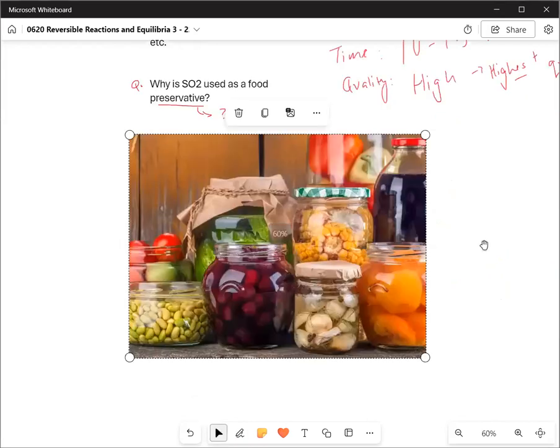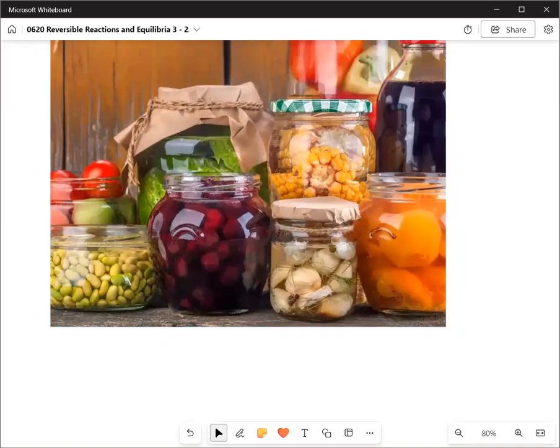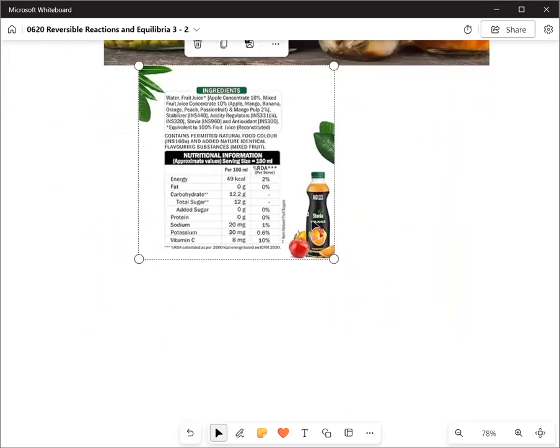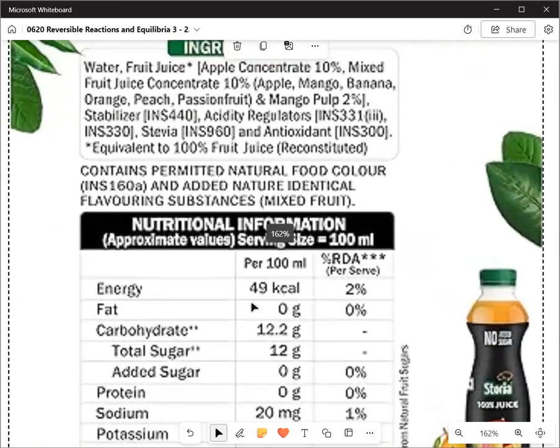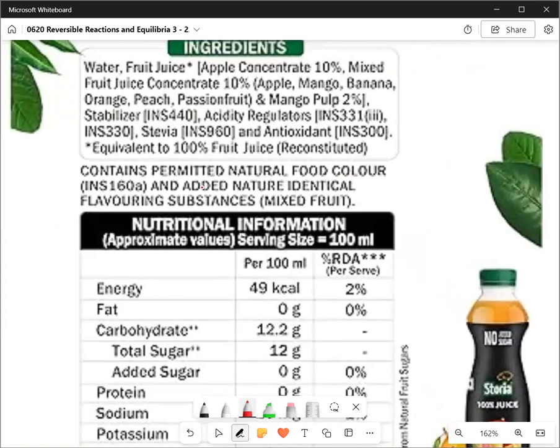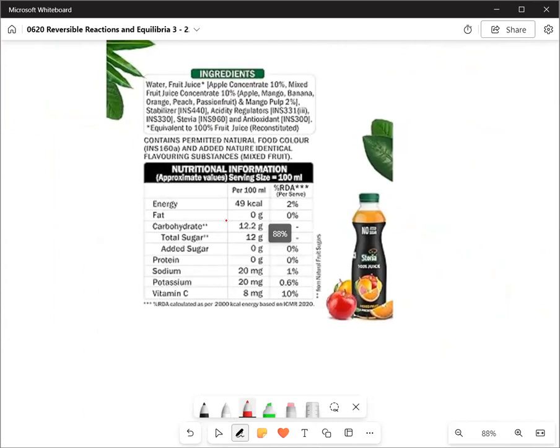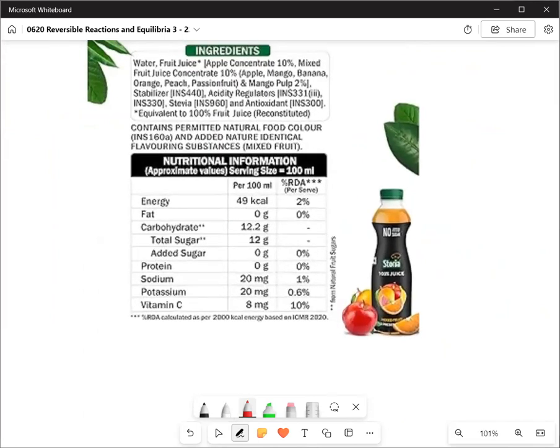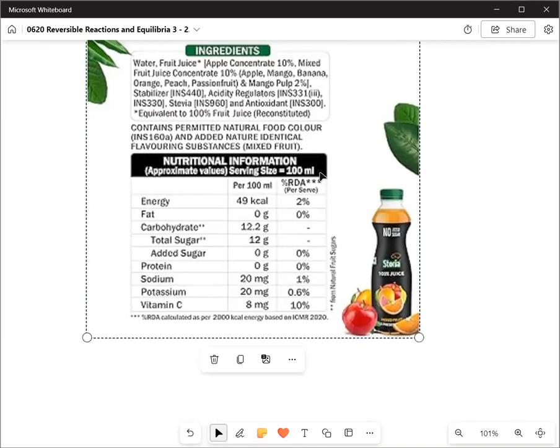Let's look at this. Can you see these food? Or if you look at, let's say, some juice. When you go to a market, you might see something like this. Can you see it here? It contains permitted natural food color and nature identical food colors. Preservative. Is the word preservative mentioned? I don't think it's mentioned. Oh, it says no preservative. That's different. Wait. This is the wrong juice which we're looking at. This has no preservatives. We want a juice with preservatives.